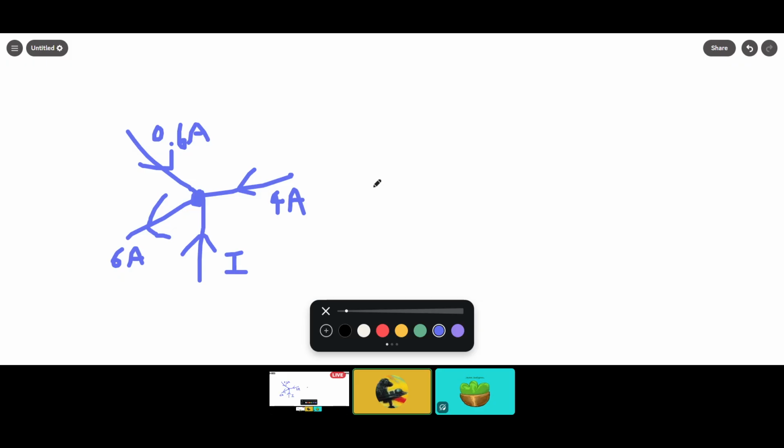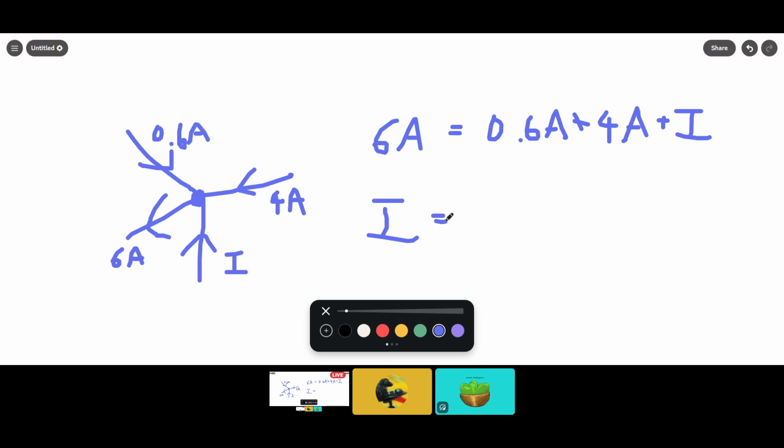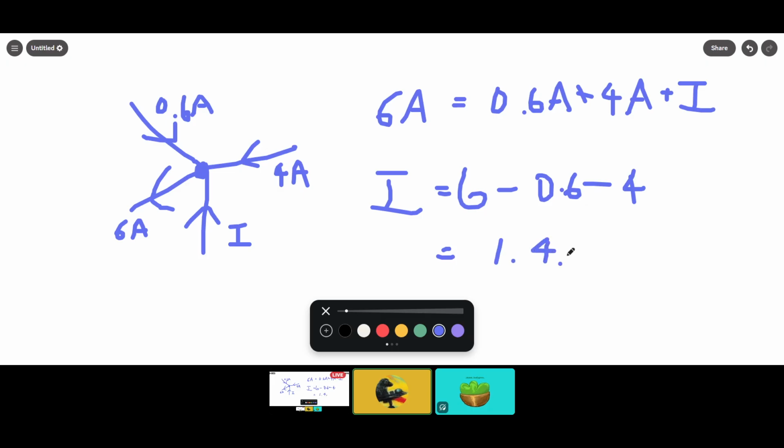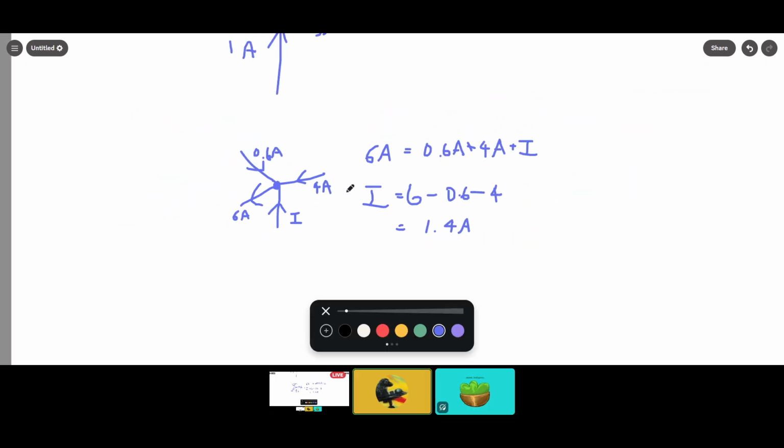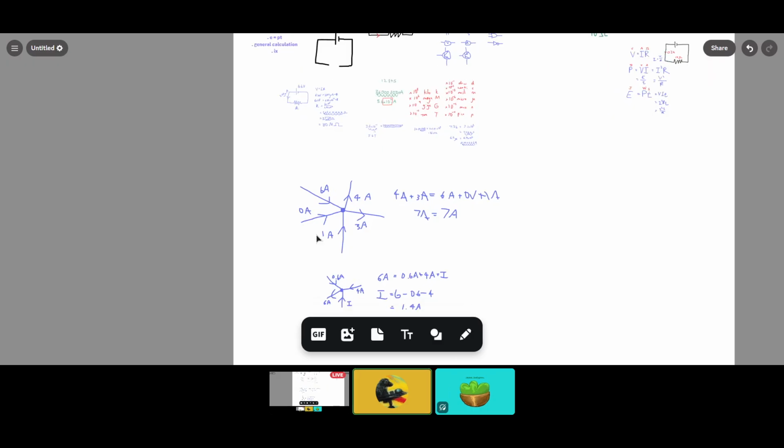Using KCL, we know that the current going into a node is equal to the current going out of a node. So going out is 6 amps, and going in is 0.6 amps, 4 amps, and I, which we're trying to find. This is just a very simple question. This would be 6 minus 0.6 minus 4, and we find that I is actually 1.4 amps. So that is KCL.